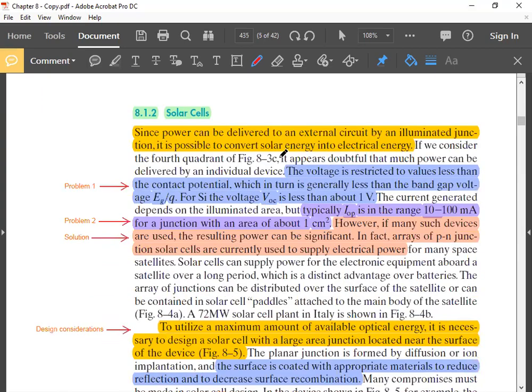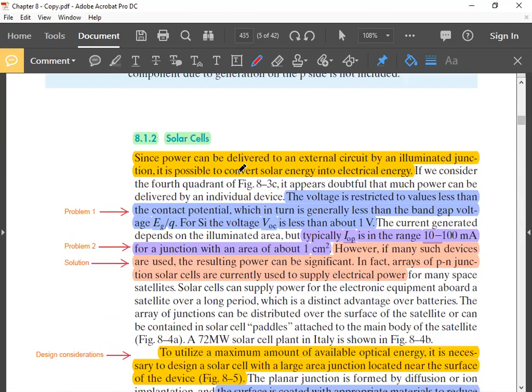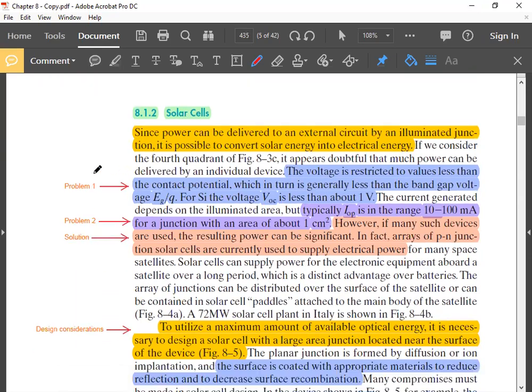So sunlight can be used to generate electrical energy. That is the photodiode which converts sunlight or solar energy into electrical energy. That is the solar cell, right?